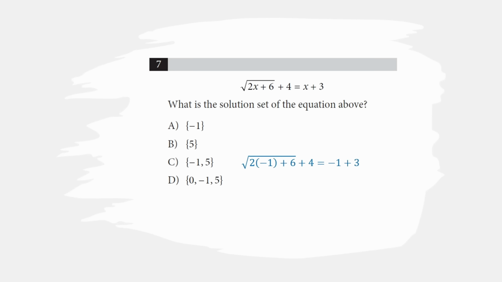Just plug that value in for x into the equation to get the square root of 2 times -1 plus 6, plus 4, equals -1 plus 3. The left side simplifies to the square root of 4 plus 4, which is not equal to 2. So any answer with a -1 can get crossed out, and that leaves us only with choice B. Fast and effective, so just circle B and move on.